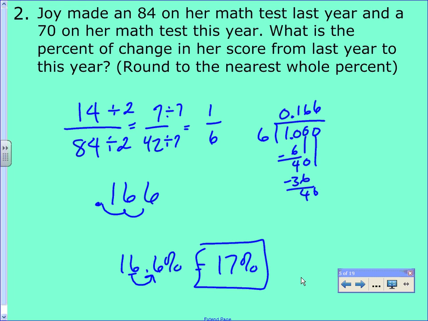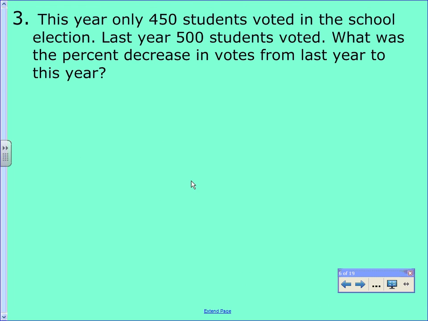All right, I'm going to do one more. Last year, 500 students voted in the school election. This year, only 450 students voted. What was the percent of decrease in votes from last year to this year? So the difference between 450 and 500 is 50.